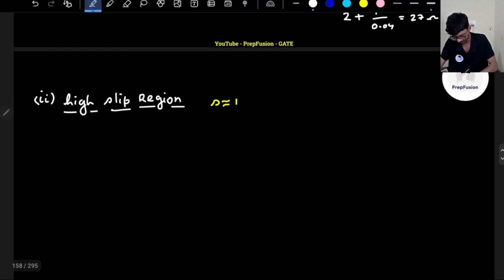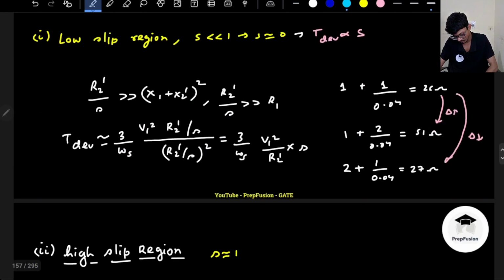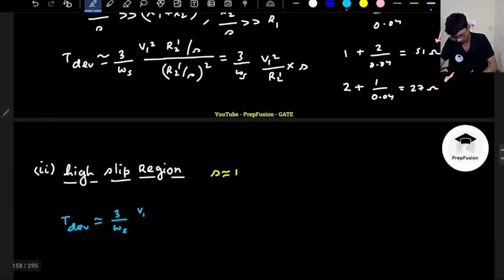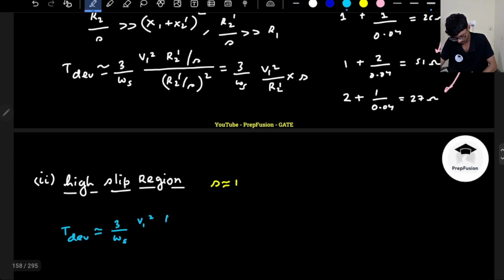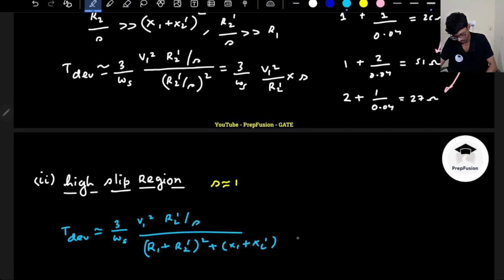So my developed torque is 3 by omega S, and it is V1 whole square divided by R2 dash by S, divided by the bottom, which will be almost constant: R1 plus R2 dash whole square plus X1 plus X2 dash whole square.